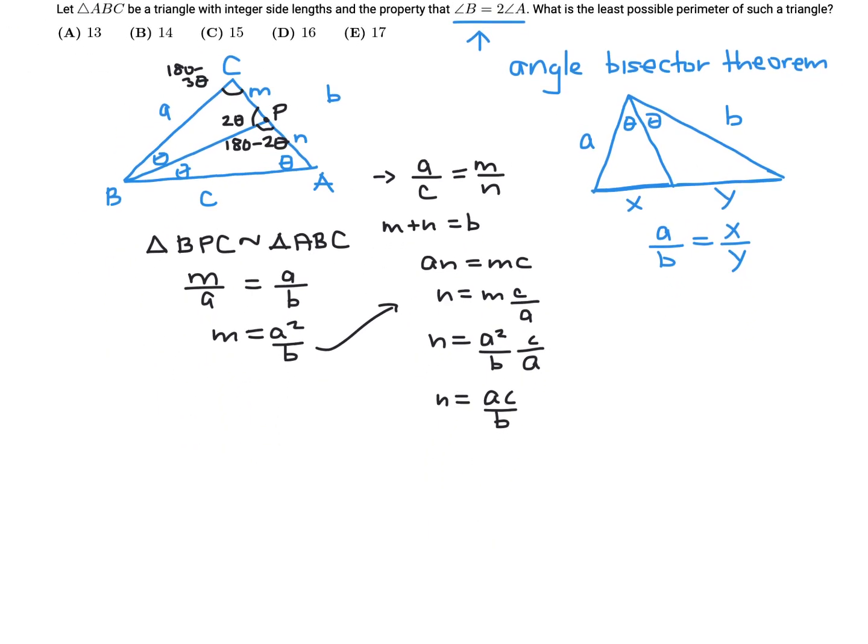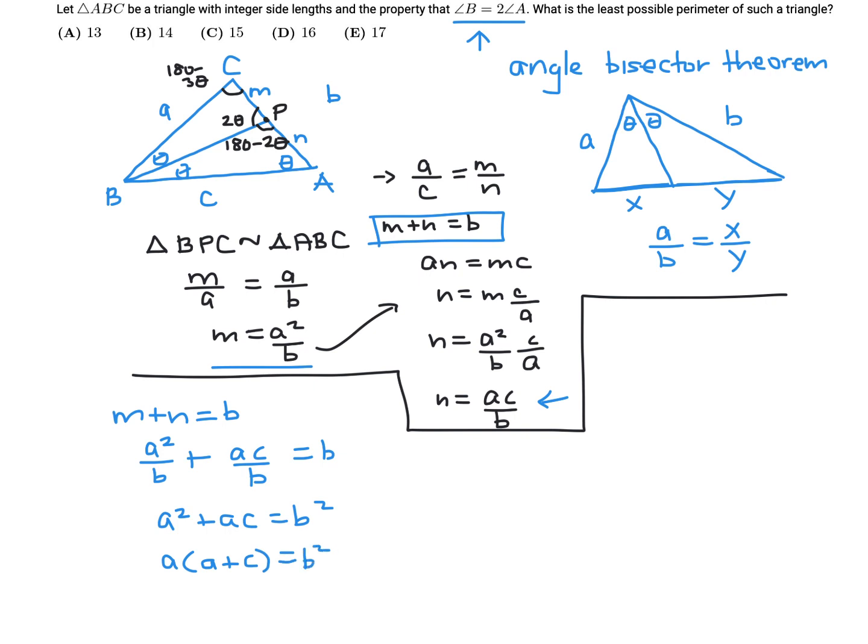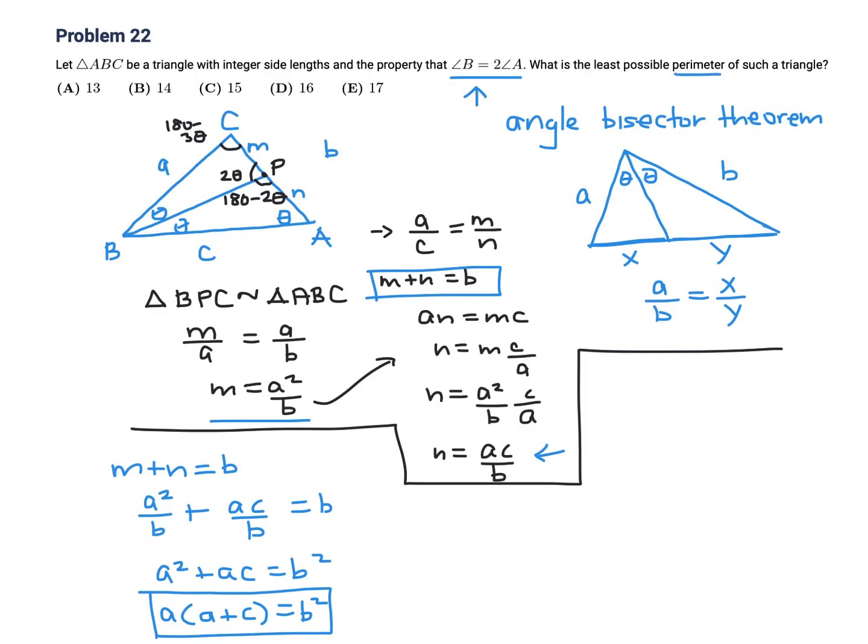Okay, moving right along. Where can we go from here? M plus N is equal to B from our diagram. M is A squared over B, N is AC over B, and that's equal to B. So I multiply through by B, and we get A squared plus AC is equal to B squared, or A times A plus C is equal to B squared. And that relationship will help us figure out A, B, and C, because that is basically the perimeter of the triangle.